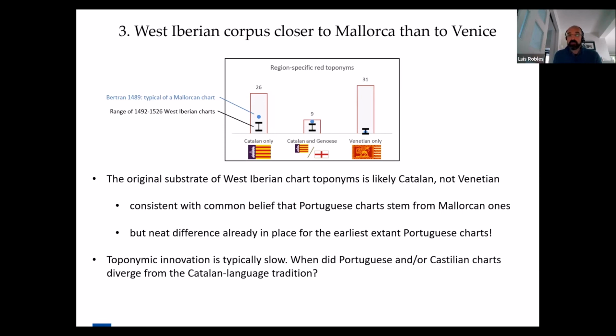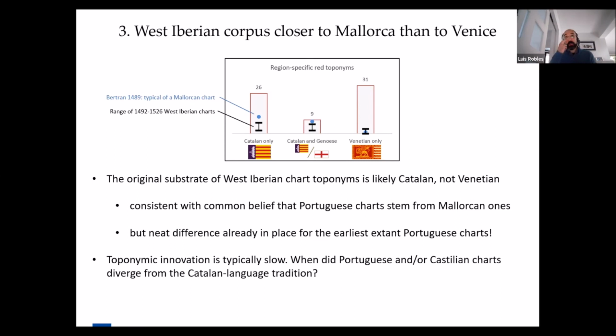This is more or less the established theory today, even though there is not that much hard evidence for that, but it's the common belief. Still, as we have seen, even for the earliest Portuguese charts, there is already a neat difference with the Catalan corpus of toponyms. And given that innovation is typically slow in this matter, in toponyms, to me that raises the question of when did Portuguese charts or Castilian charts diverge from that Catalan tradition from which they supposedly come?